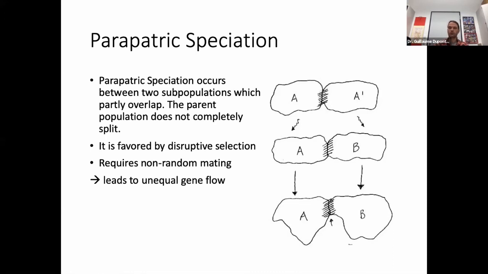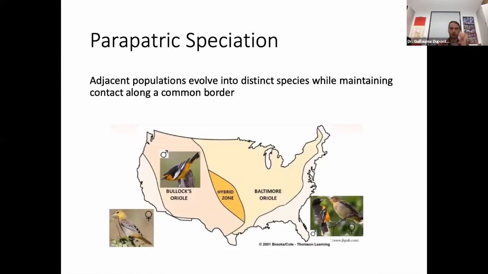I give you another example in a second. So we have unequal gene flow because of this non-random mating. And parapatric speciation can be observed along environmental gradients. We just gave the example of soil colors, but it could also be, let's say, density of vegetation, climate, whatever. So we will think about those aspects later in the class where we think about environmental gradients.